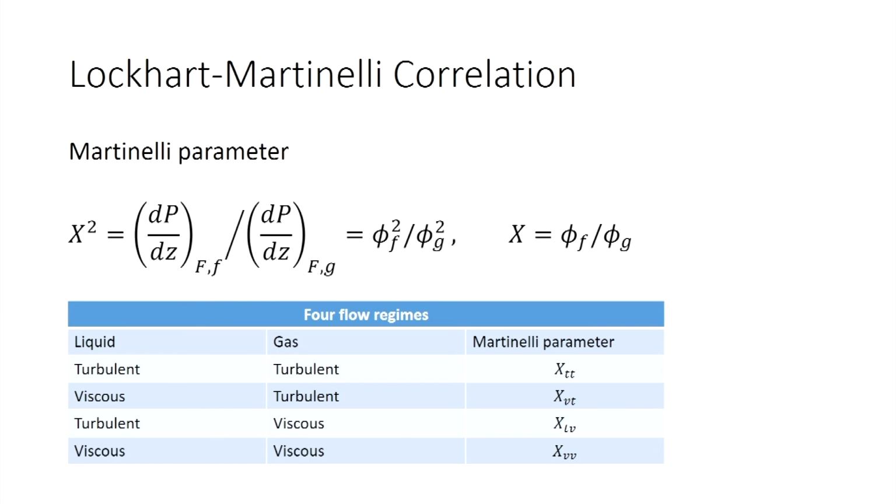Now, the question is how to find the frictional multipliers for Martinelli for the separated flow model. For that there are correlations. A classic correlation is by Lockhart and Martinelli. In this, a new parameter is defined which is called the Martinelli parameter and it is denoted by capital X, and capital X squared is defined as the ratio of these two pressure gradients. The pressure gradient assuming that only liquid is flowing through the channel divided by the pressure gradient assuming that only gas is flowing through the channel.